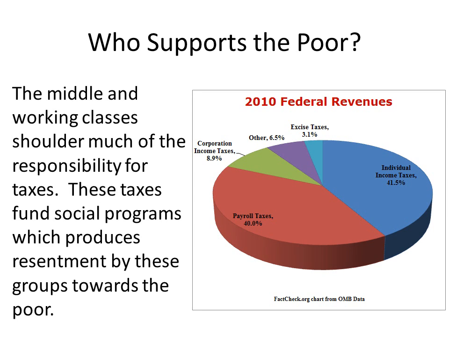So who actually supports the poor? The middle and working classes shoulder much of the responsibility for taxes. These taxes fund social programs which produces resentment by these groups towards the poor. So what you're seeing here, and this is 2010 federal revenues, this is from the Office of Management, that is part of the government. Payroll taxes and individual income taxes account for the vast majority. Corporate income taxes, 9%. So what you see here is that the middle class and the working class people out there are the ones who are really supporting the poor, not the very rich.